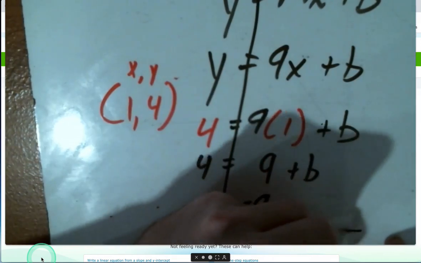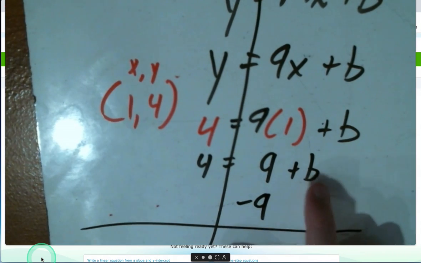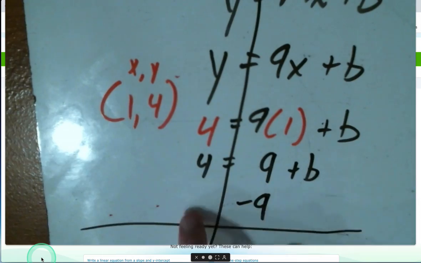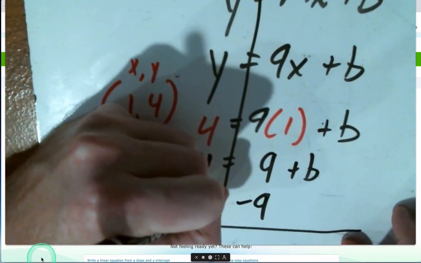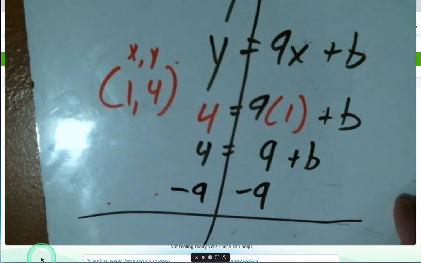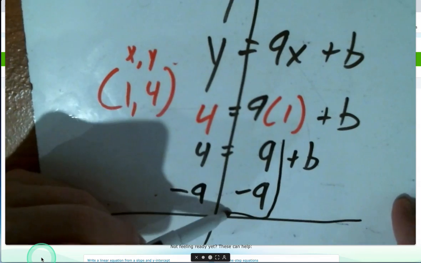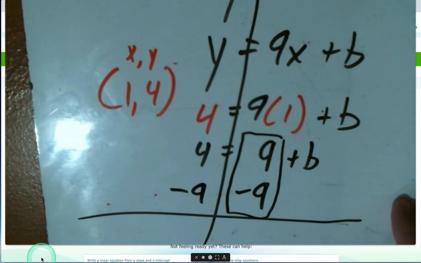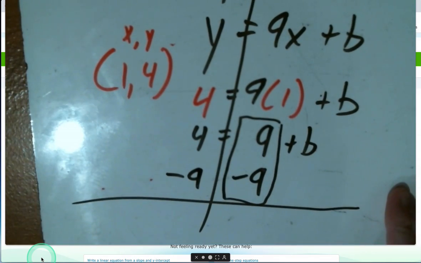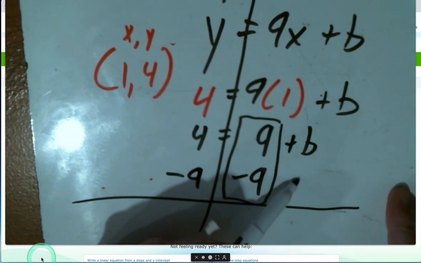If I don't know that b is negative 5, 9 minus 5 would give us 4. Then I could subtract 9 on both sides of the equation. Remember, inverse operations, or Mr. Neville may have said peeling the onion last year is his language for inverse operations. I'm trying to get the b all by itself.